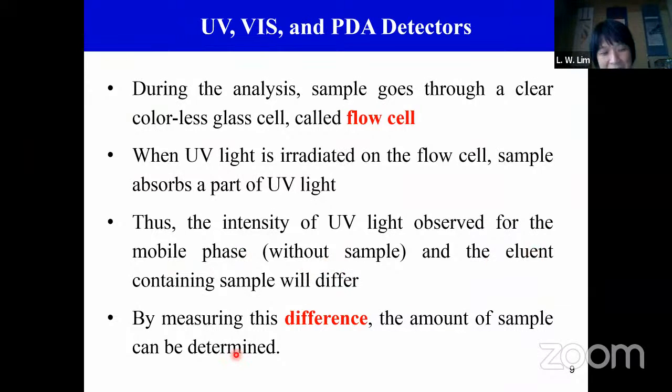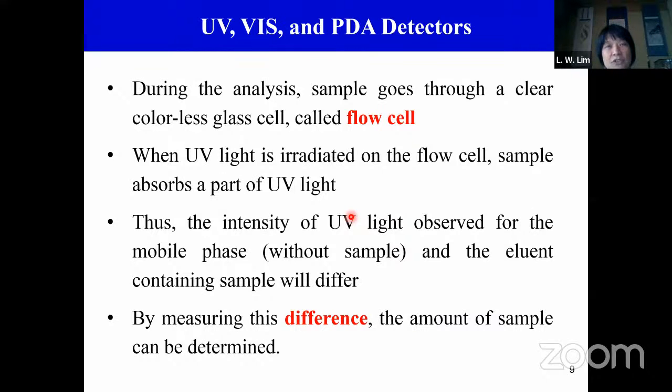So how we measure is that we just measure the difference. This means the eluent also has to be UV transparent. If your eluent has very high UV absorbance, then when your sample comes in, you cannot see it, unless you want to do indirect detection. Most of the time we just use direct detection: the eluent has no UV, the sample has UV, and then you can see the difference.